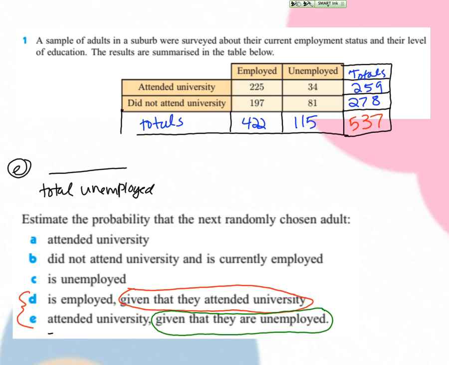So then what I'm looking for is that they went to university, but they are also unemployed. So then I've got total unemployed is 115, went to university and are unemployed is 34, and that's how I get that 0.296.